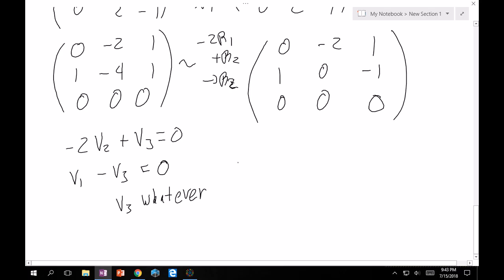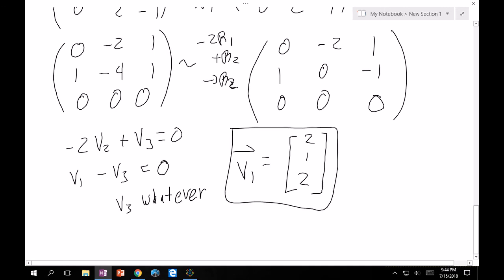So, what seems obvious to me is, let's make v3 1. Actually, no, let's make it 2. Let's make it 2, yeah. 2, which means, as per this equation in the middle, v1 has to also be 2. And then the reason I wanted to make it 2 is because then if minus 2 v2 plus 2 has to equal 0, therefore v2 has to equal 1. And so therefore that is your first eigenvector.